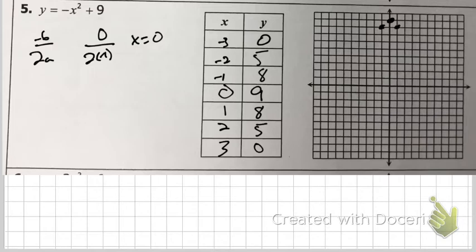So 0, 9. I got negative 1, 8. And then do you even see how you can just make your dots mirroring? It's kind of fun. 2, 3, 4, 5. 5. And then negative 3, 0. And 3, 0. Man, it's so much fun. I love drawing this. There's our parabola. And then, so what are the zeros here? 3 and negative 3.